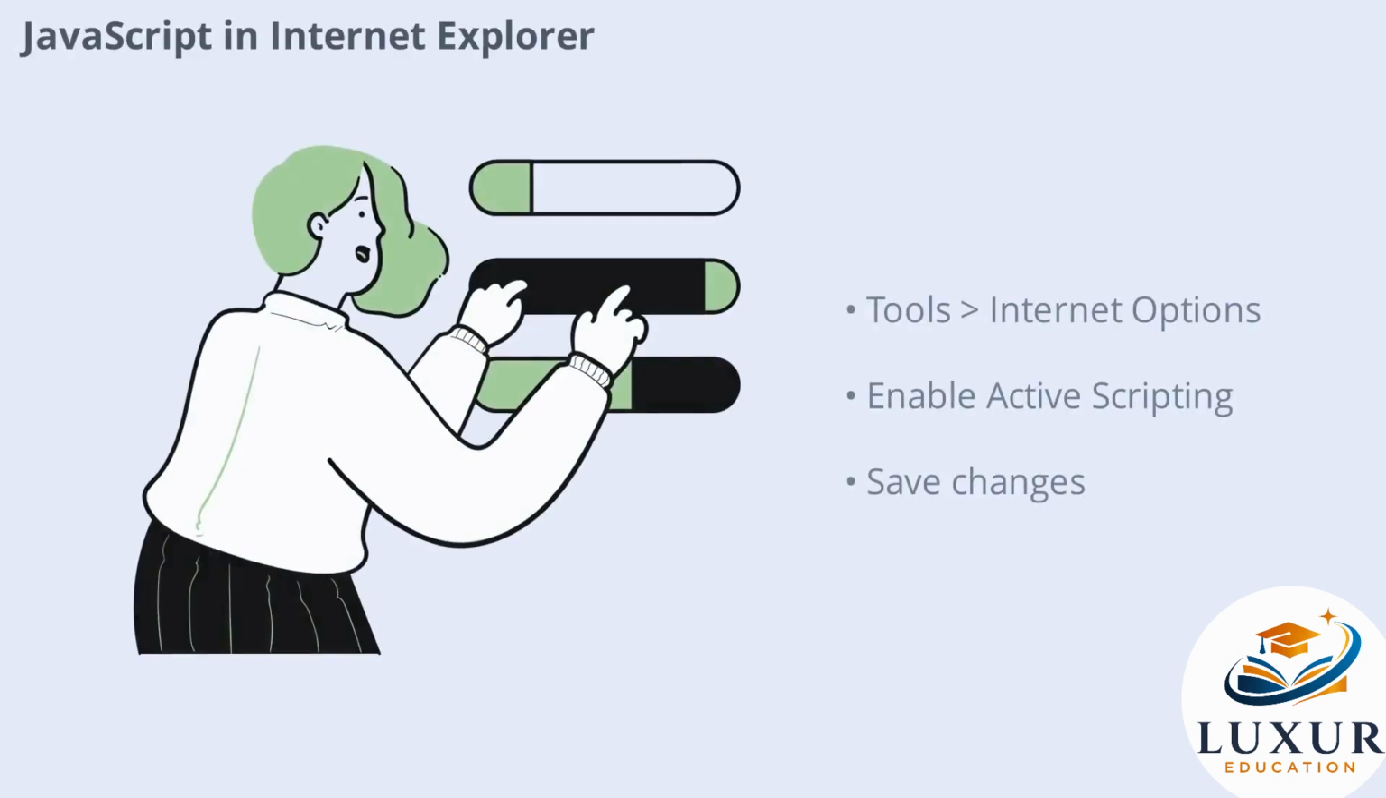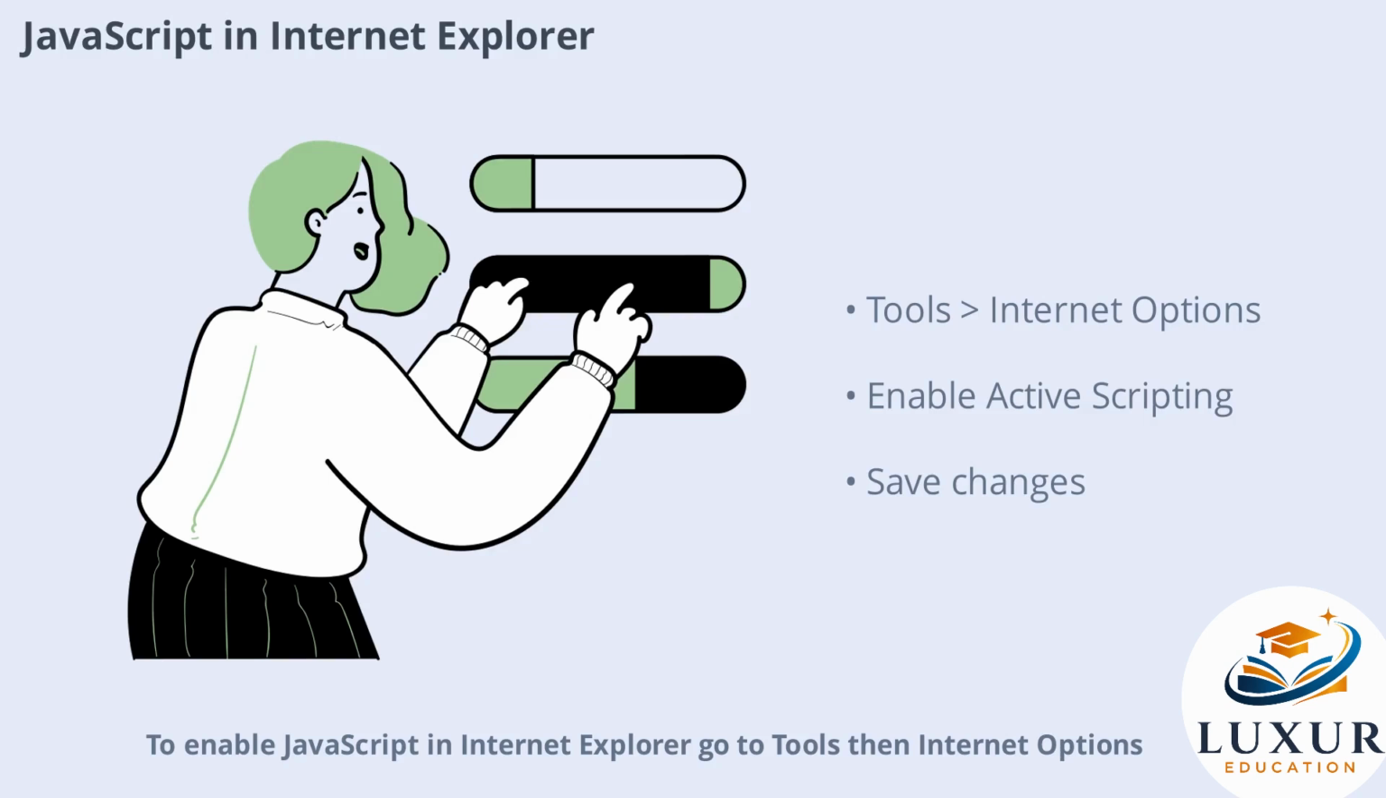To enable JavaScript in Internet Explorer, go to Tools, then Internet Options. Select the Security tab, click Custom Level, and scroll to the Scripting section. Here you can enable or disable active scripting. Remember to click OK to save your changes. This process ensures that JavaScript-based features on websites function correctly in your browser.